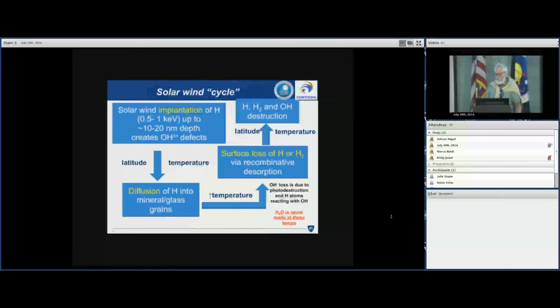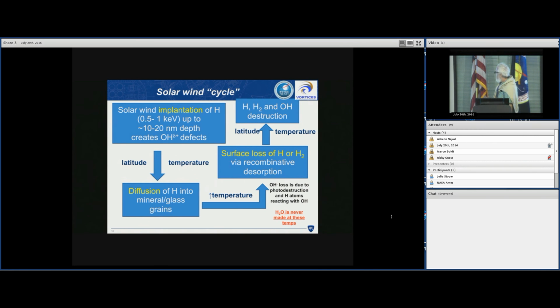So this gets back to a very good talk this morning where we were looking at the solar wind cycle. Dana Hurley gave a very good overview of this. The idea is similar, okay? We need to look at this in terms of a cycle. We have a solar wind implantation of H+. It deposits its energy in a very, very short skin depth, 10 to 20 nanometers. And then when it does that, the energy loss, the straggling, is first its neutralization, but then it's actually reaction. And then it ends up making an OH defect. Okay, this is the OH production.